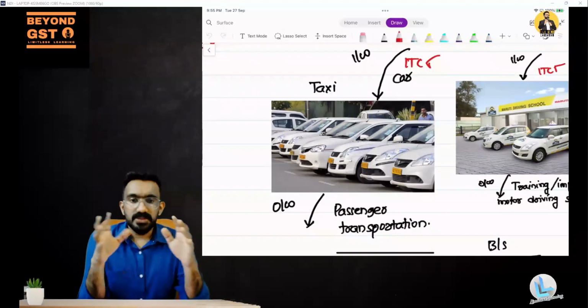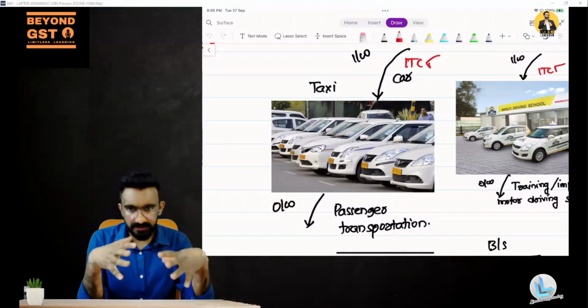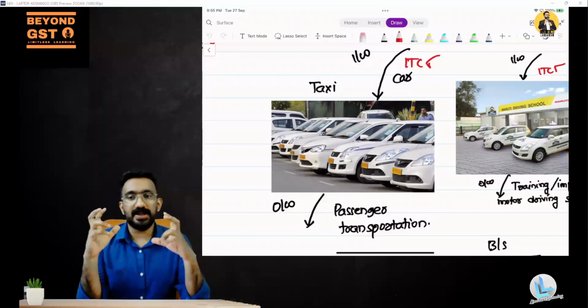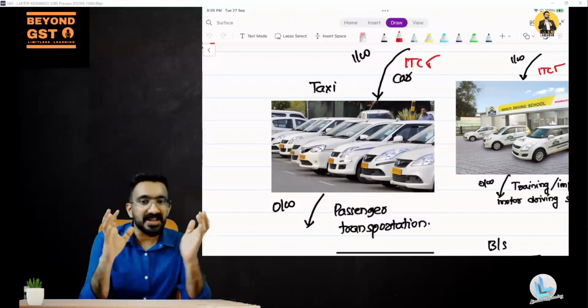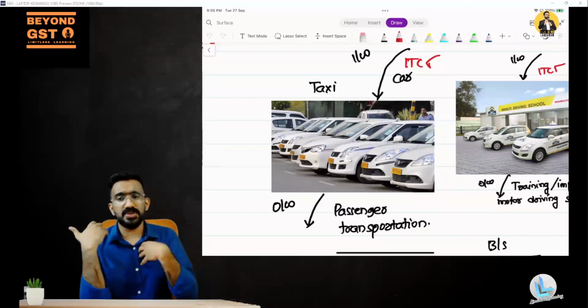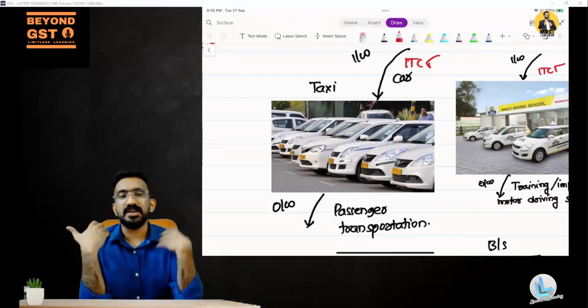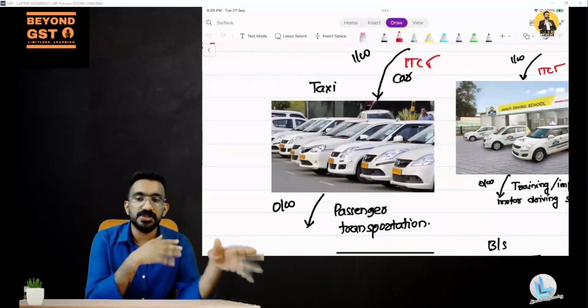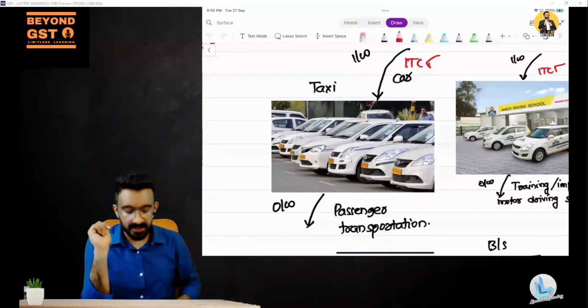Now, say I'm running a taxi company, which means the registration of this car, the number plate, will it be a private number plate or a taxi number plate? The yellow color taxi number plate, which means I'm running this as a taxi. So if I'm a GST registered taxi company, I can take credit on purchase of a Swift car if I'm running a passenger transportation service. That's an exception.